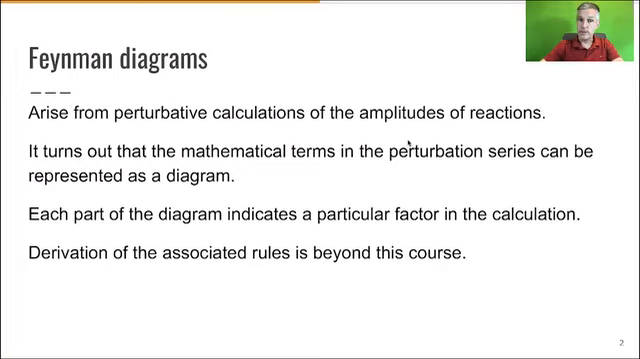Each part of the diagram indicates a particular factor in the calculation. Then you have a rule which allows you, after drawing, to put the pieces together in order to perform the full calculation. The derivation of those tools or rules is beyond the content of this course, but I will teach you how to actually use diagrams in order to calculate things.